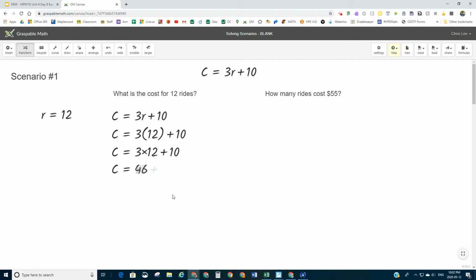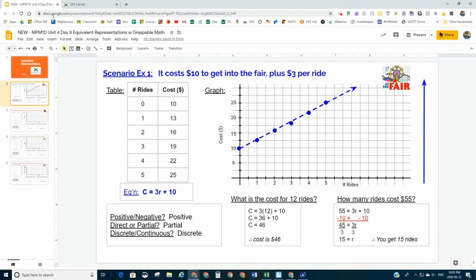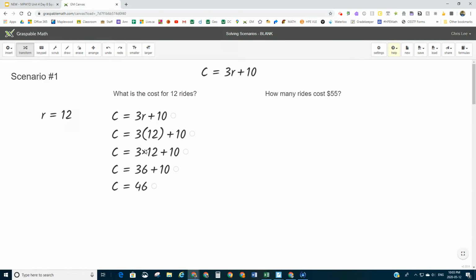Now I can add, and we get an answer of 46. And you see that's laid out pretty much exactly how we laid it out in our example. 3 times 12 is 36. We just, instead of saying 3 times 12, we actually did that multiplication. Got 36 plus 10 is 46. And here you can see that happening right there. So a great little way to demonstrate this.